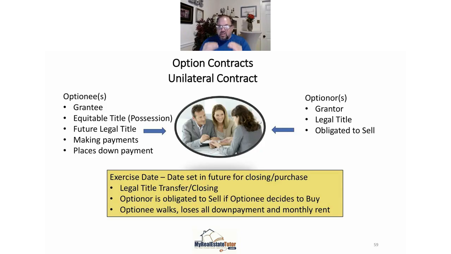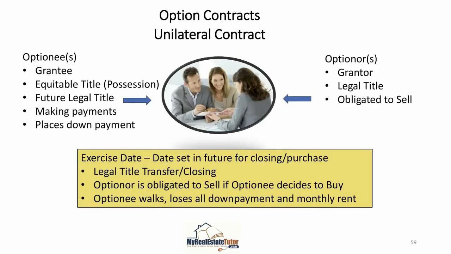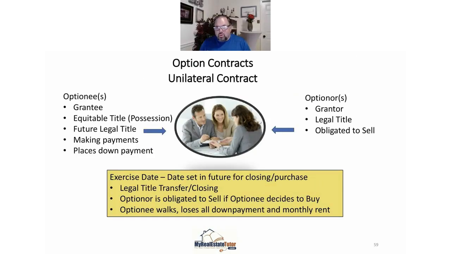Remember, by definition, it's a unilateral contract. That is the classification of an option contract. It's unilateral, and here's why. The optionee is the grantee. The optionor is the grantor. So the optionor is the one that's going to grant the title to the optionee if they decide to buy it. So the optionee is the one receiving.